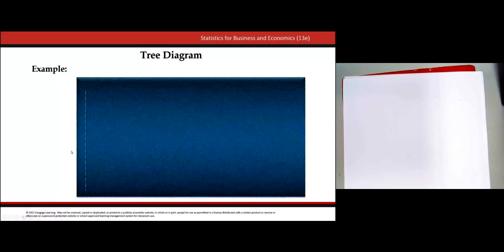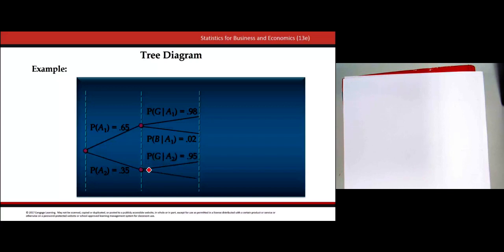Now we will draw the tree diagram to understand it better. We have two suppliers, so the part can come from supplier 1 and supplier 2. 65% of the parts come from supplier 1 and 35% come from supplier 2. We can get good parts and bad parts from each supplier. Now, how many outcomes do we have, and what are those outcomes? As you see, we have 4 outcomes.